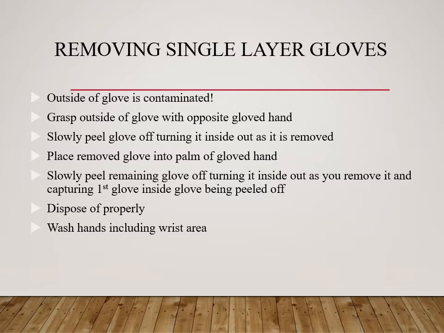Removing single layer gloves. Remember, the outside of the glove is contaminated. Grasp the outside of the glove with the opposite gloved hand. Slowly peel glove off, turning it inside out as it is removed. Place removed glove into the palm of the gloved hand. Slowly peel remaining glove off, turning it inside out as you remove it and capturing the first glove inside the glove being peeled off. Dispose of properly. Wash hands, including your wrist area.